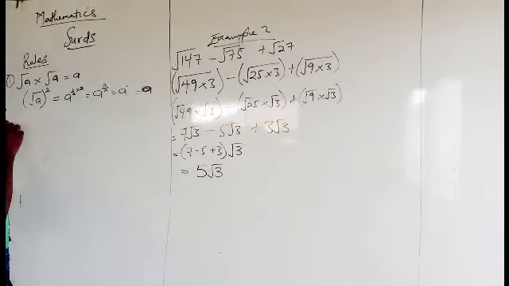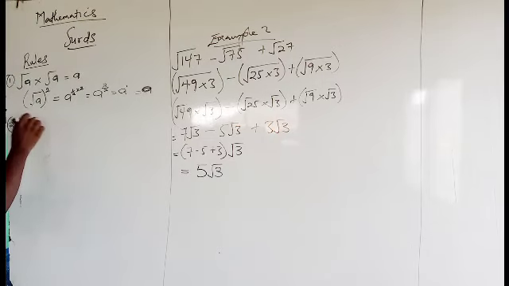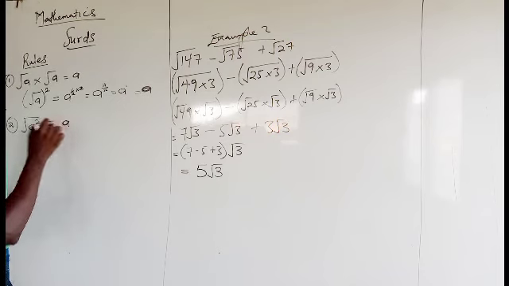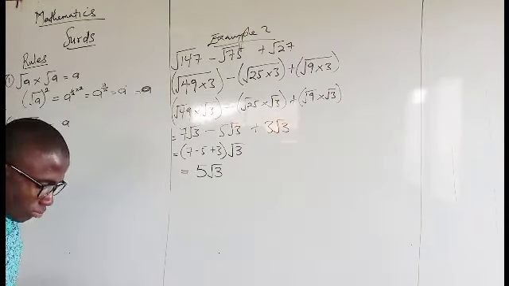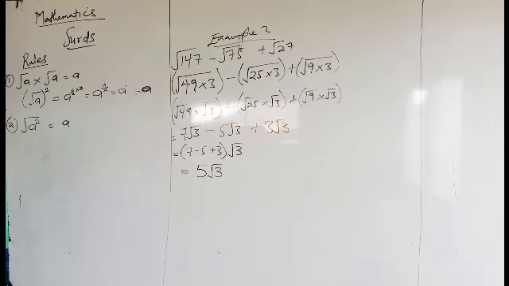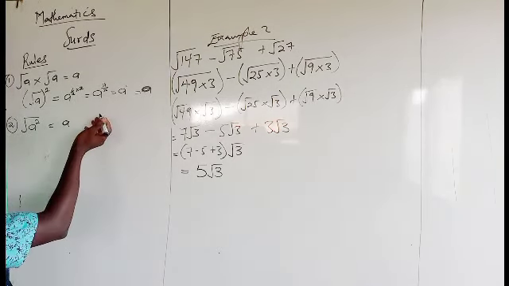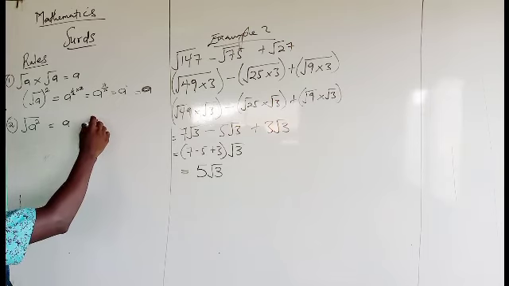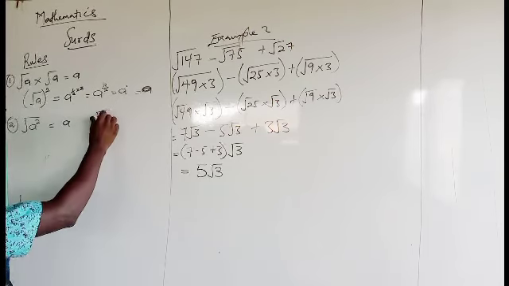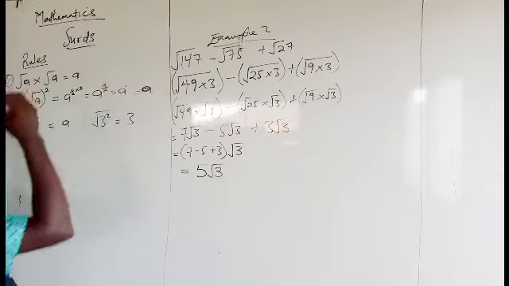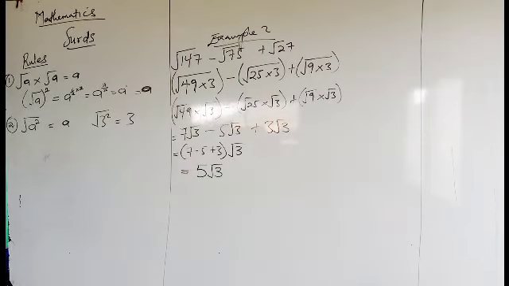Now let's look at the second rule. The second rule says that square root of a squared is the same as a. I've explained it up there. Another example: you can get a question like square root of 3 squared, which would be equal to what? 3. So that's the interpretation of this one.